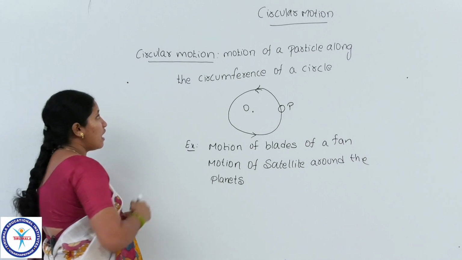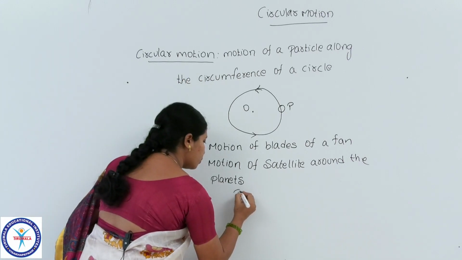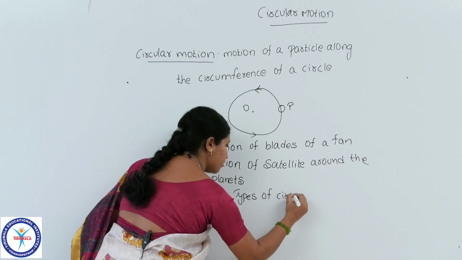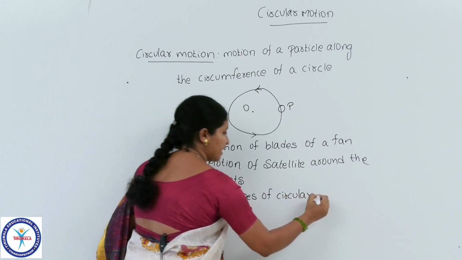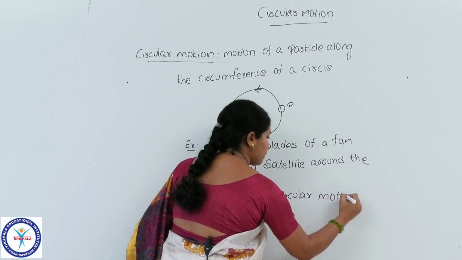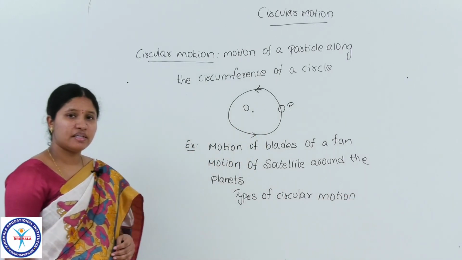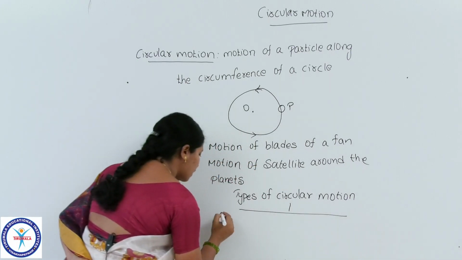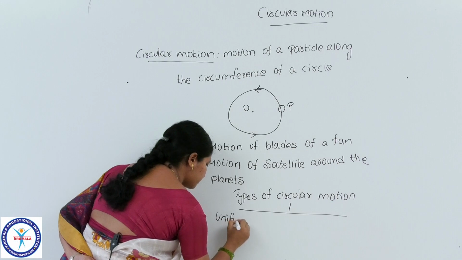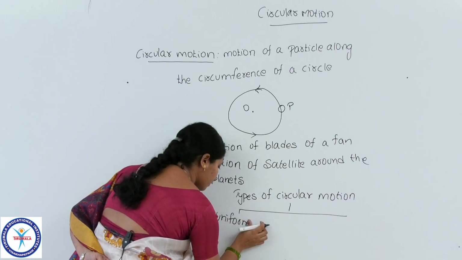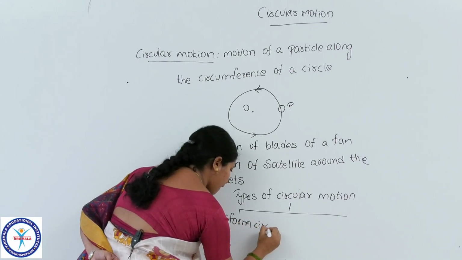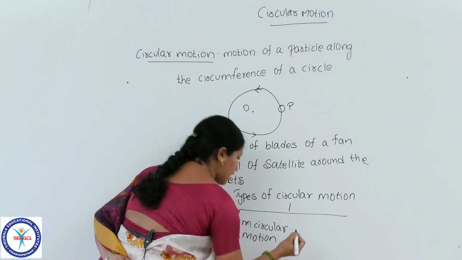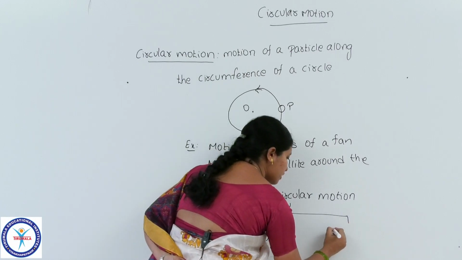Now let us go to types of circular motion. Means how many types of circular motion we are having, we are going to study now. Basically there are two types of circular motion. The first one is known as uniform circular motion, and the second type is known as non-uniform circular motion.